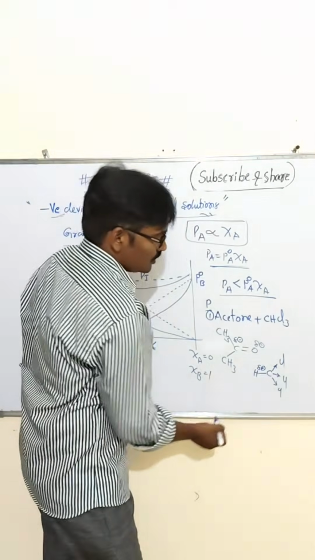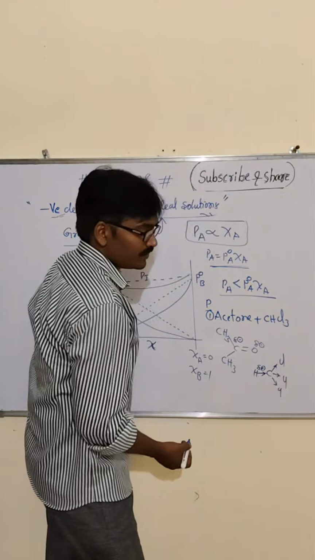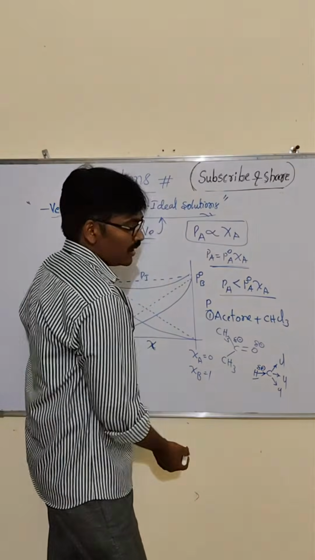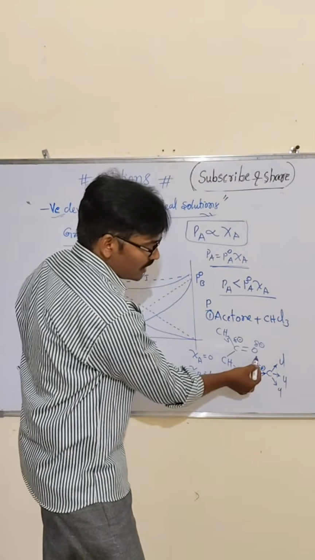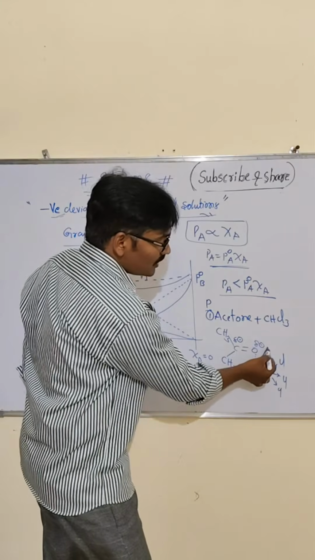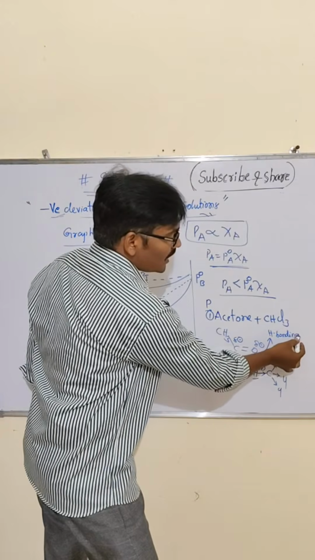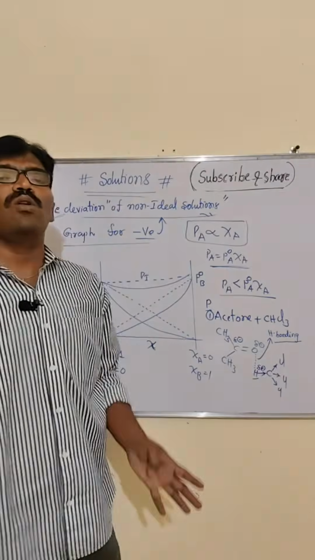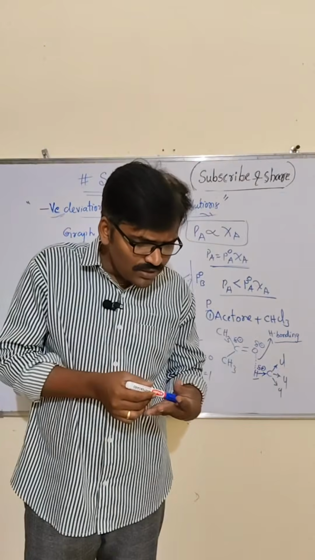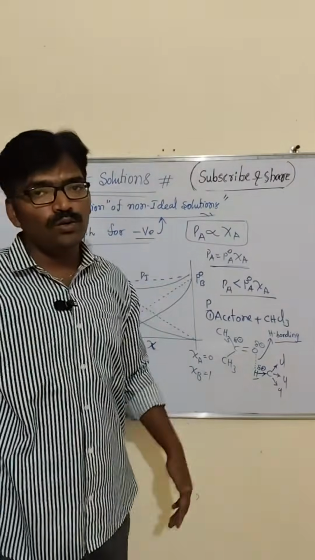Where the electrons are withdrawn, a partial positive charge develops on the hydrogen atom. Between the partial positive charge of the hydrogen atom and the partial negative charge of the oxygen atom, attractive forces form. This interaction is called hydrogen bonding. Due to this hydrogen bonding, there are strong interactions between the solute and solvent. Wherever strong interactions are present between the solute and solvent, negative deviation of non-ideal solutions is formed.